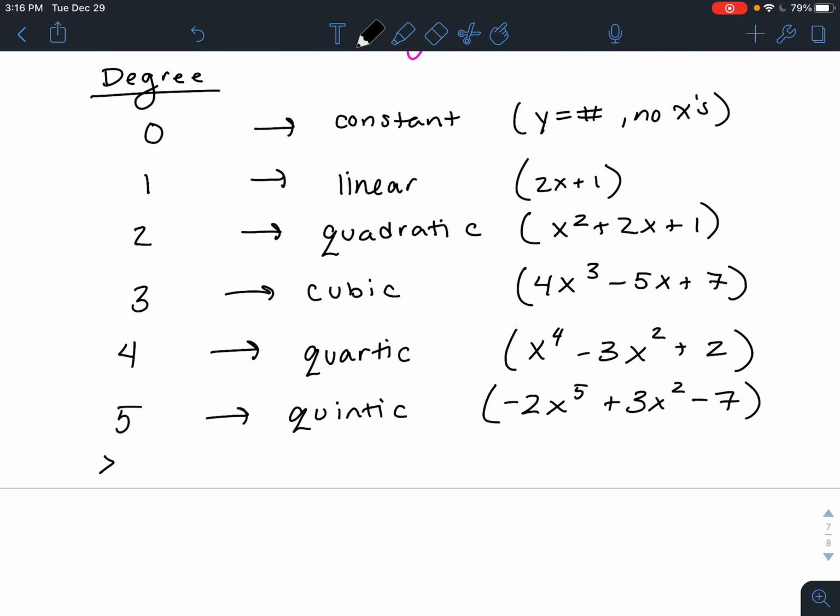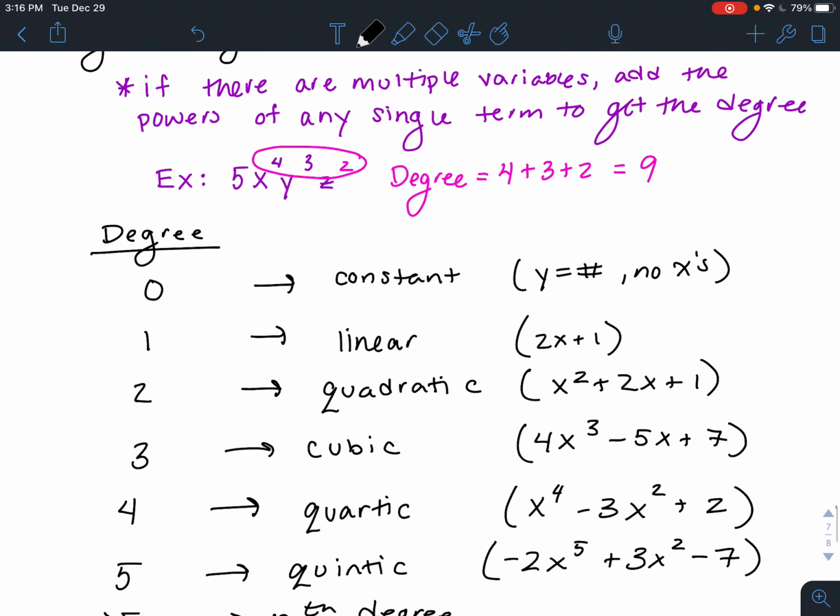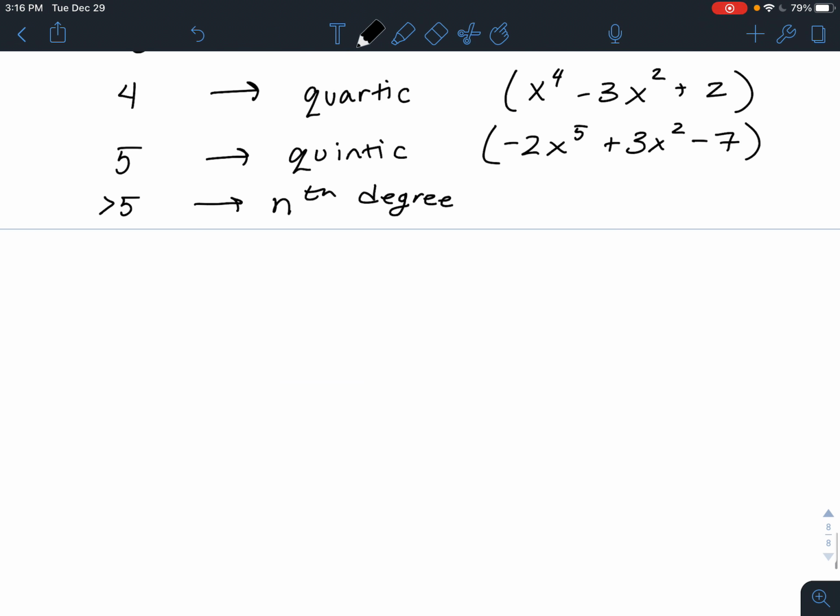So anything higher, so if you're greater than 5, so say like you're like a 6, a 7, an 8, anything like that, we call that an nth degree. So if we had an x to the 6th as our highest power, we would say that's a 6th degree polynomial. Highest exponent is a 7, that's a 7th degree. Highest exponent is a 10, it's the 10th degree. And we go on from there.